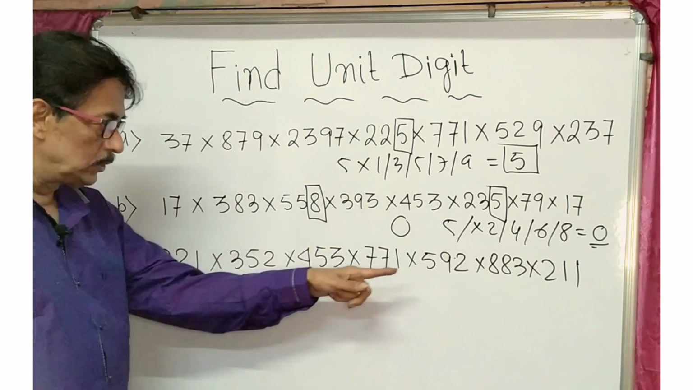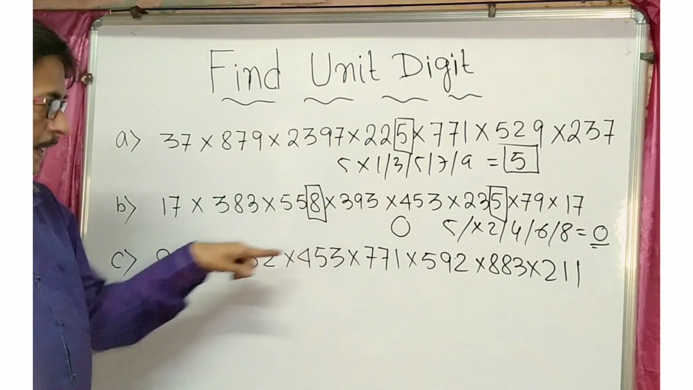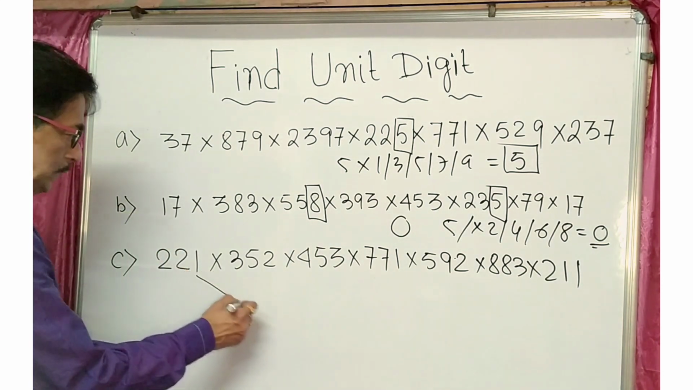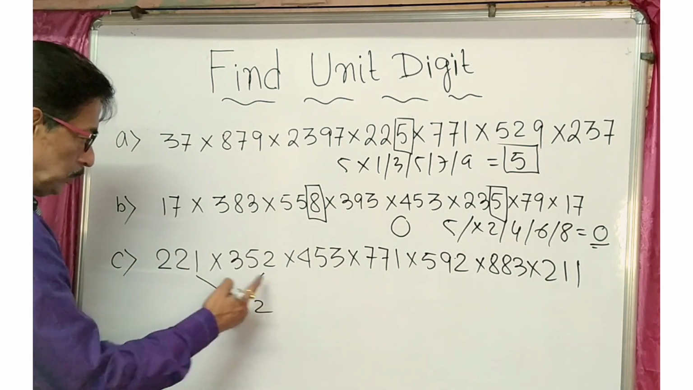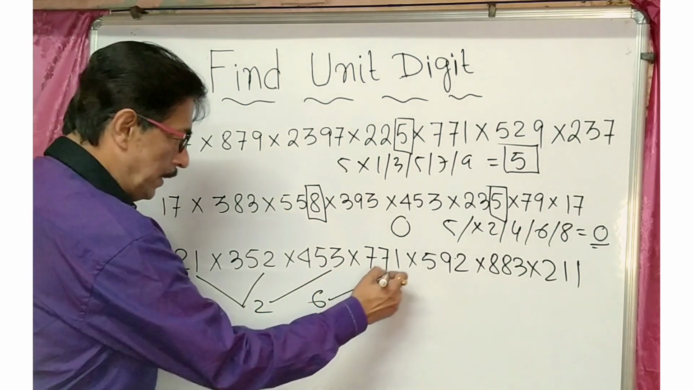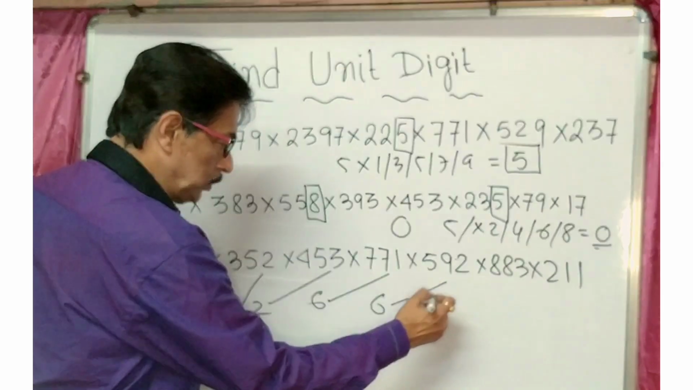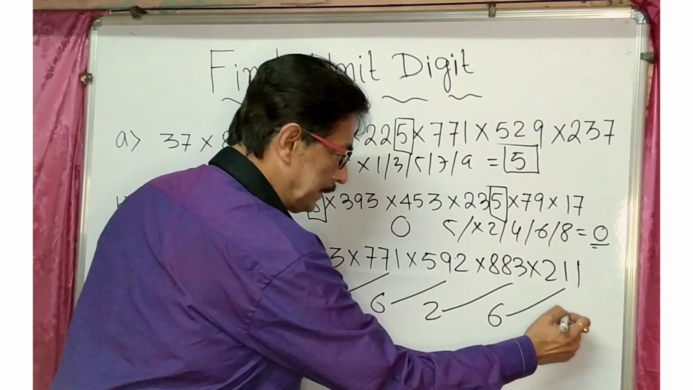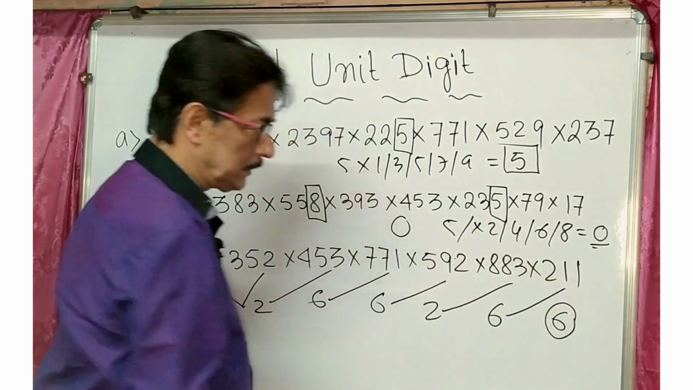Now third case, there is no 5. If there is no 5, then we have to find out the unit digit multiplication. So 1 into 2, we write 2. 2 into 3, 6. 6 into 1, 6. 6 into 2, 12, so 2. 2 into 3, 6. 6 into 1, 6. So your right hand digit will be 6.